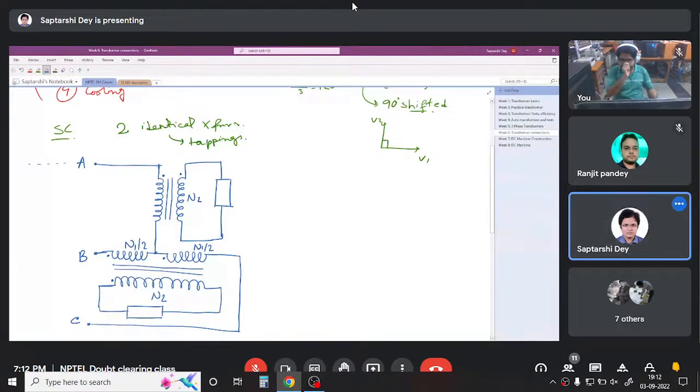Now the question is, what will be the number of turns here? As I told you that these are identical transformers. So this transformer unit has N1 by N2. This also has N1 by N2, but you cannot connect the whole N1 in the primary. We will see how.